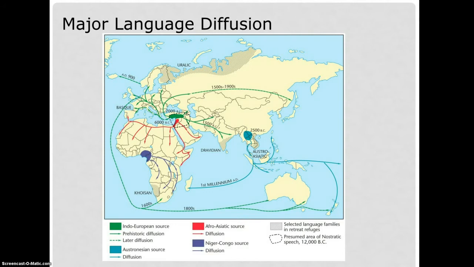And then the movement of Indo-European north and east, or northwest and east, and then be able to discuss why Afro-Asiatic languages stop where they do and don't move down into the Niger-Congo area.